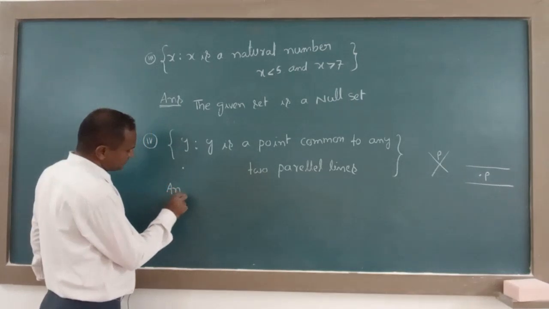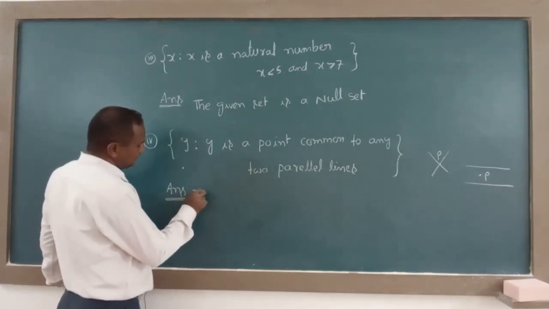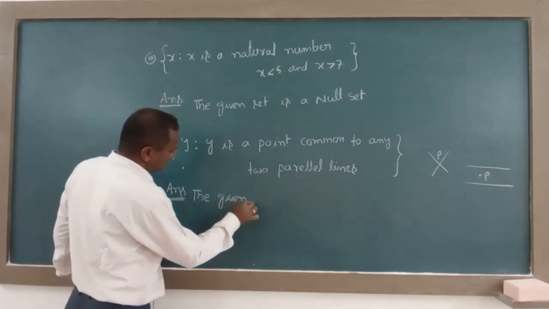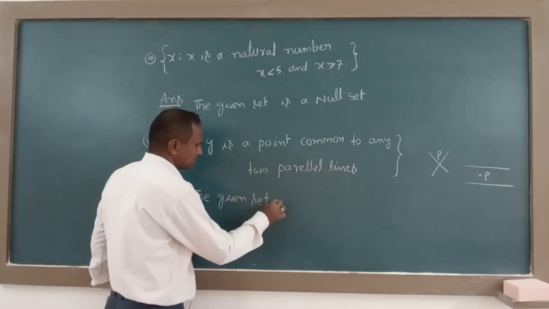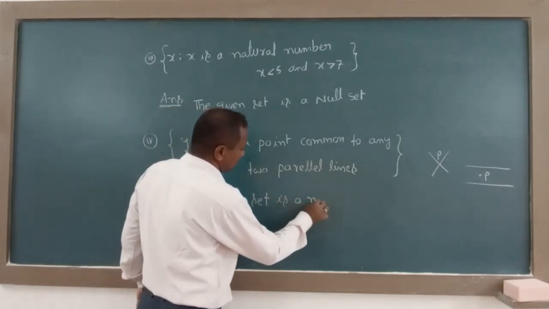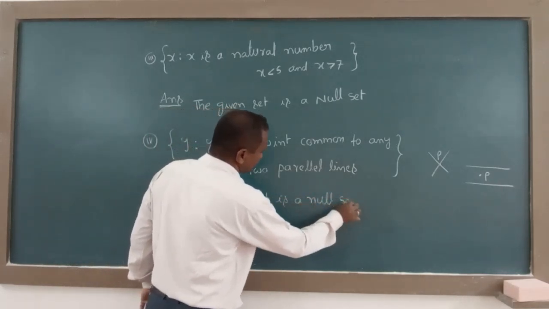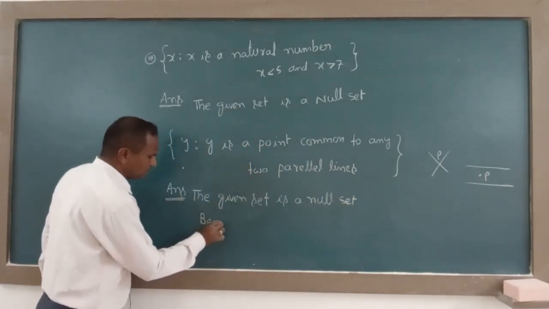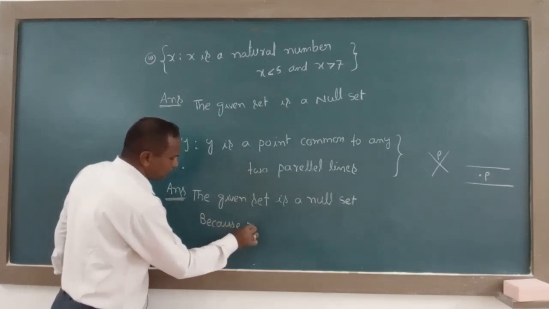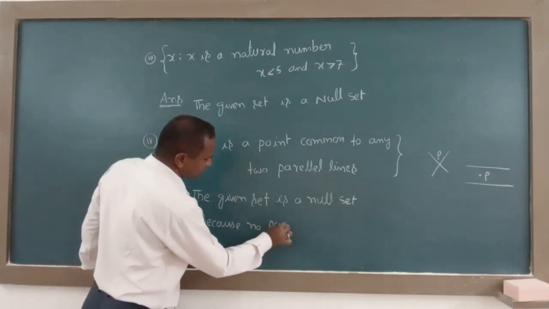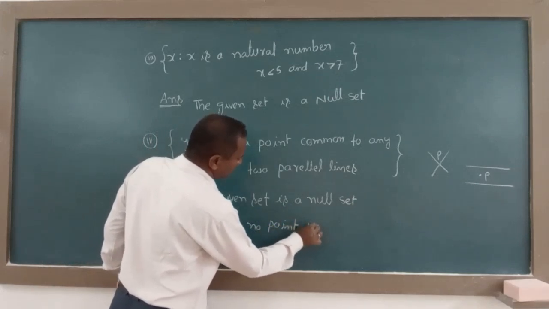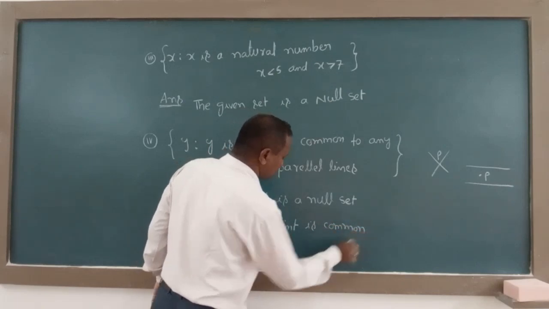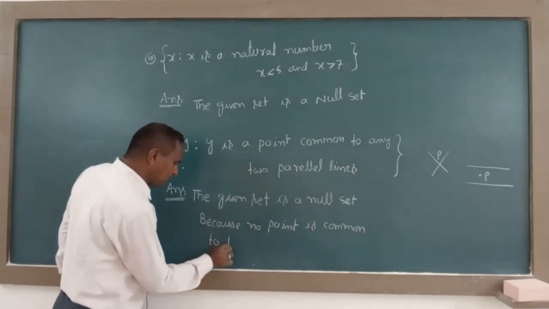When the lines are parallel, we are not getting a common point of those lines. When two lines intersect at one point P, then we can tell that P is common to those two lines. The answer for this question is: the given set is a null set, because no point is common to two parallel lines.